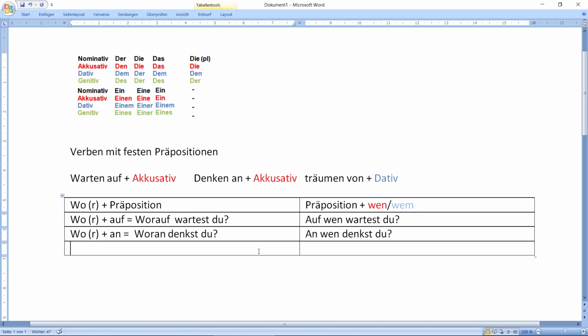So next verb is träumen von plus Dativ. In English, we say to dream about or of something. In this case, our preposition is von. That means we have no vowel, that is just one wo. That is why we don't take R. So, wovon träumst du? What are you dreaming of? Von, so this one is now blue, Dativ. That means we take blue. Von wem träumst du? Who are you dreaming of?